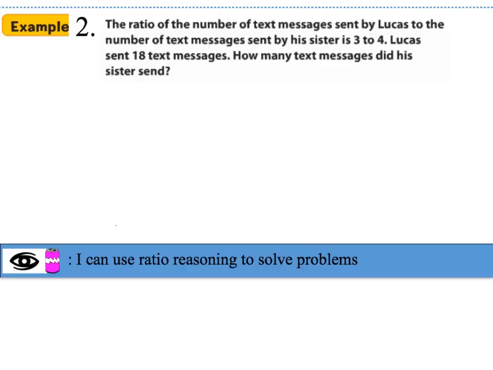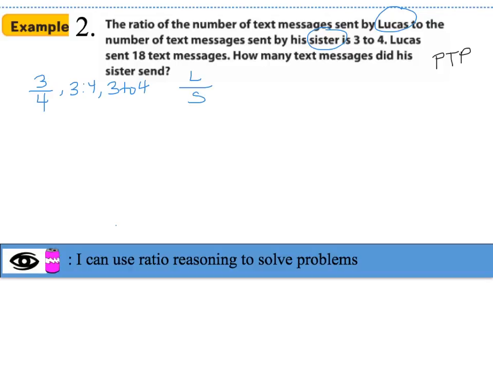So what we want to do is identify what type of ratio this is. We know that this is a part to part ratio because we're comparing 2 different people. We're comparing Lucas and we're comparing his sister. So I can write my ratio as 3 over 4. You can write it as 3 colon 4 or 3 to 4 because you're comparing Lucas to his sister.